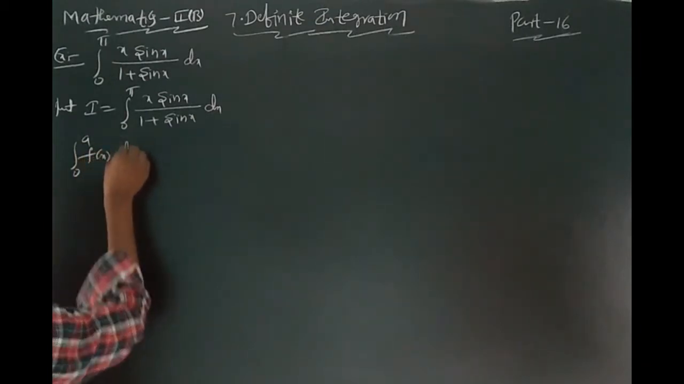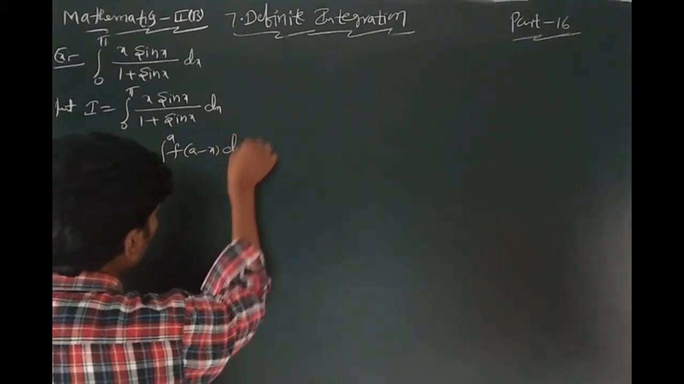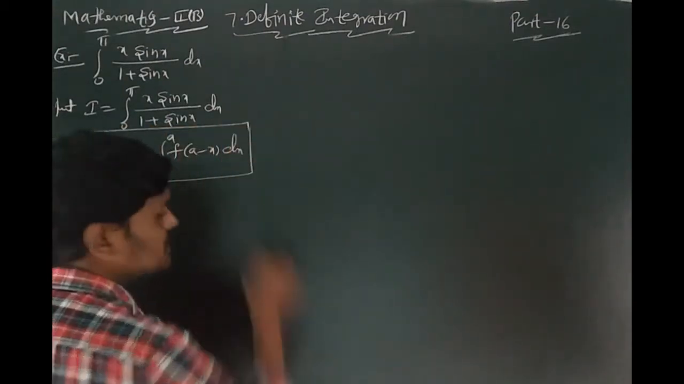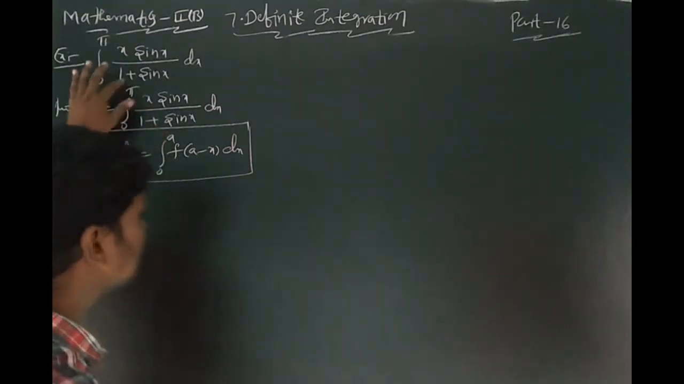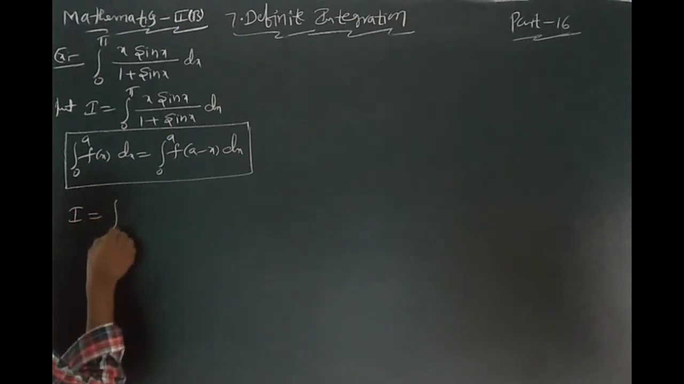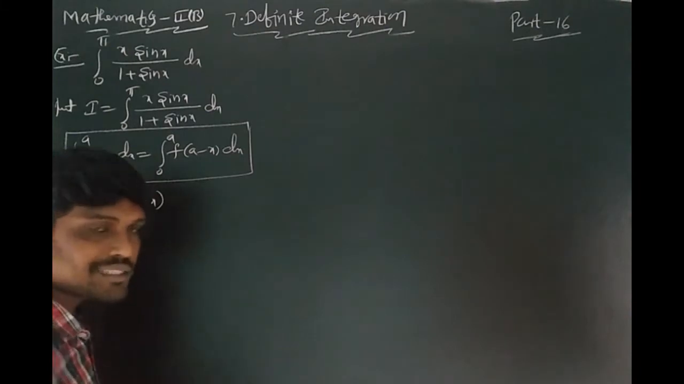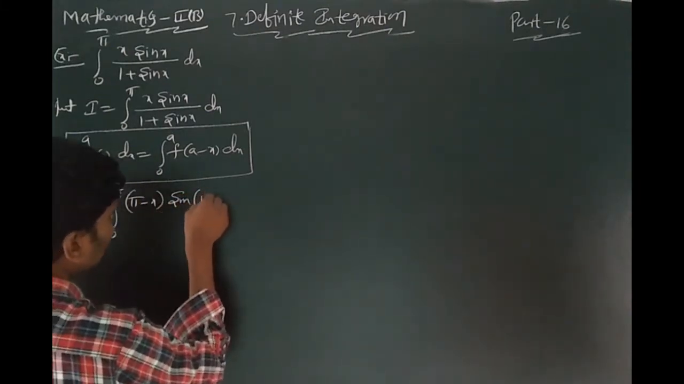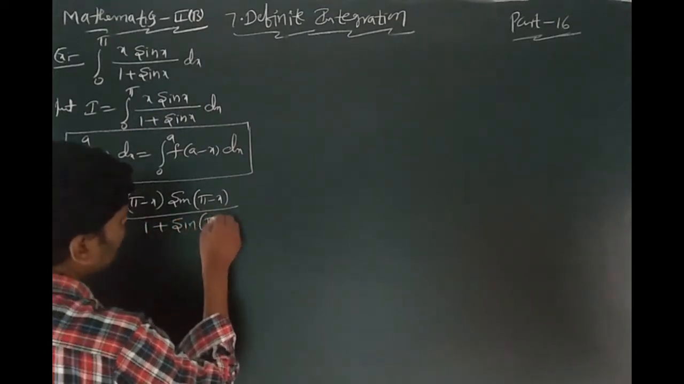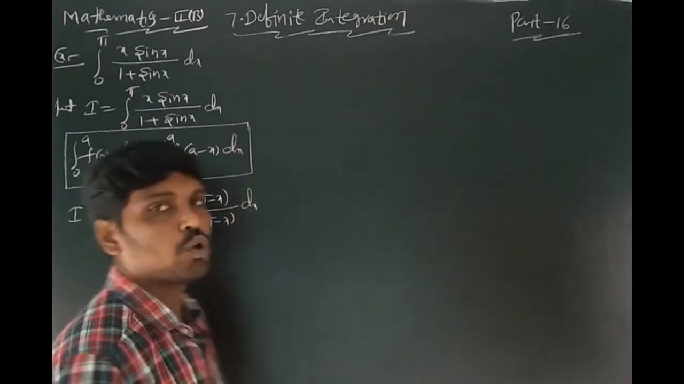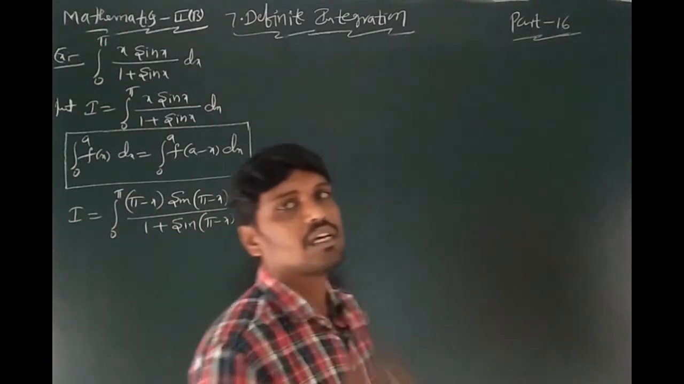Integral 0 to a of f of x dx is equal to integral 0 to a of f of a minus x dx. This formula you can use. In this formula, what is the value of a? The value of a is pi. That's why I is equal to integral 0 to pi, where x becomes a minus x, nothing but pi minus x. So sine of pi minus x, whole by 1 plus sine of pi minus x, whole dx.